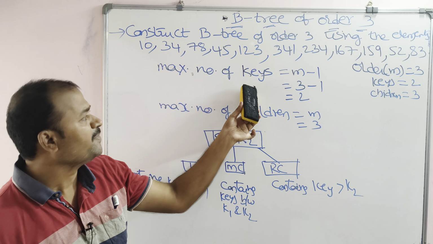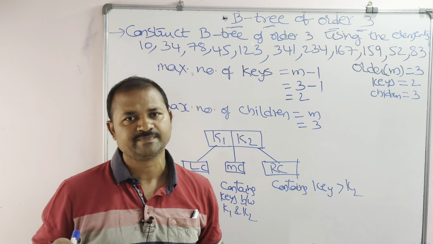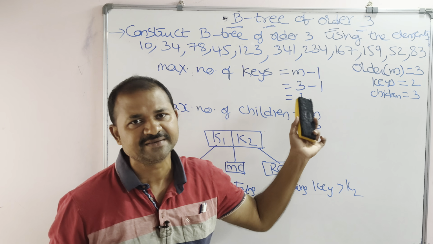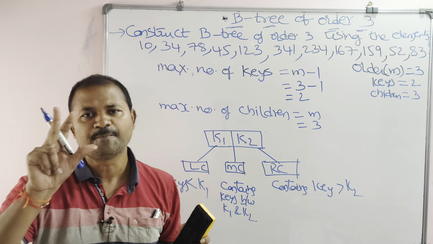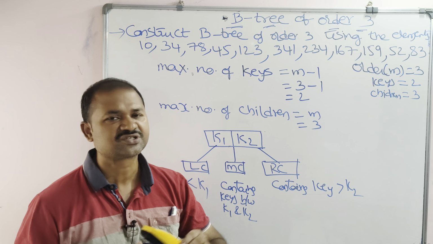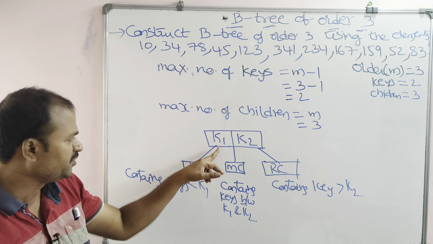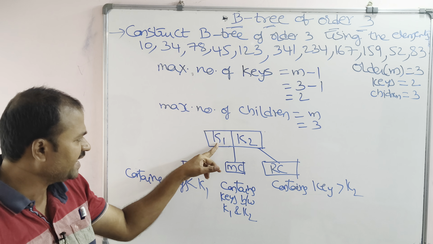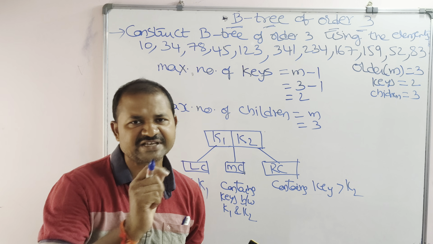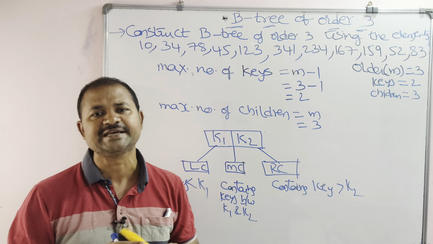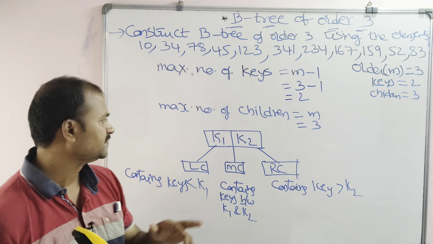The maximum number of keys, the formula is m minus 1. Here the m value is 3, so 3 minus 1 means 2. So per node we can use a maximum of 2 keys. Let's take this example. Here the 2 keys are K1 and K2. K1 is the first key, K2 is the second key. Per node we can use a maximum of 2 keys only.